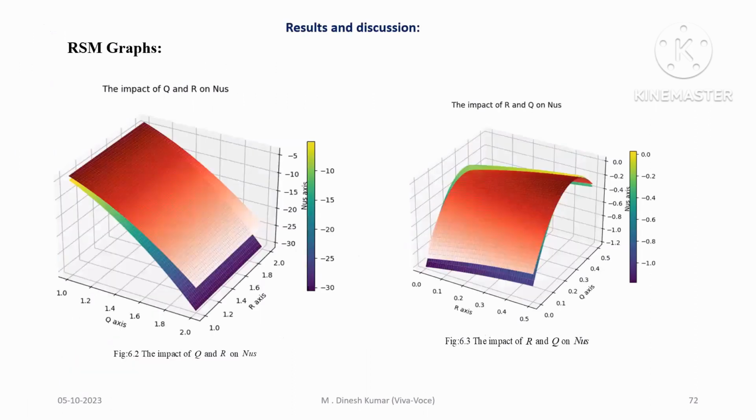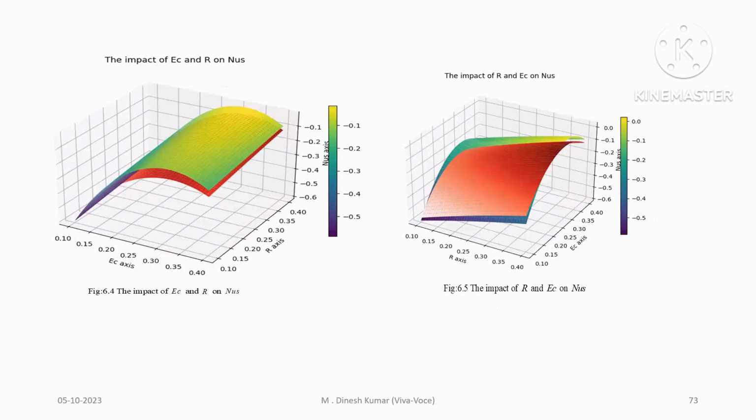And I applied this using Python to run these graphs, and these are the RSM. Whenever we apply the RSM technique, these are the graphs for the different dimensionless parameters. Here the red and orange combination represents case 1, and the green and yellow combination represents case 2. And case 1 has more dominance, if you observe.